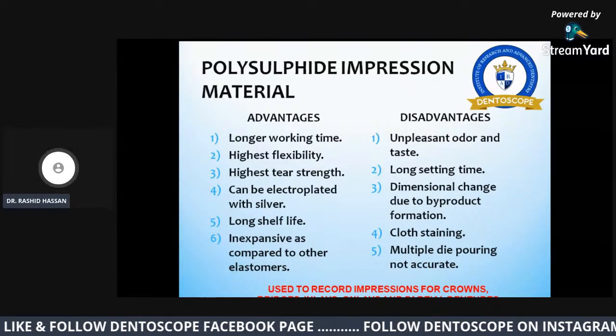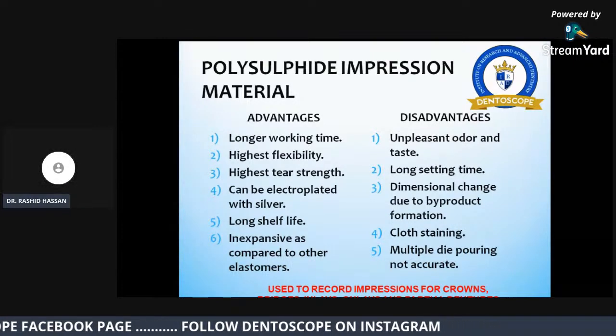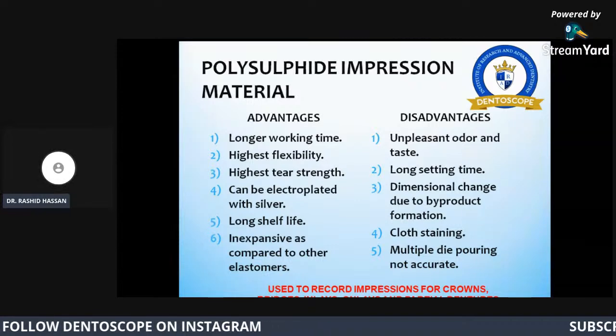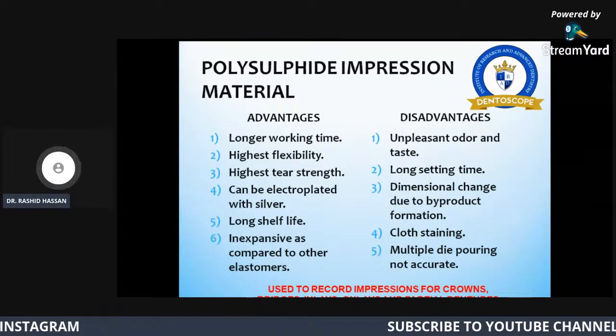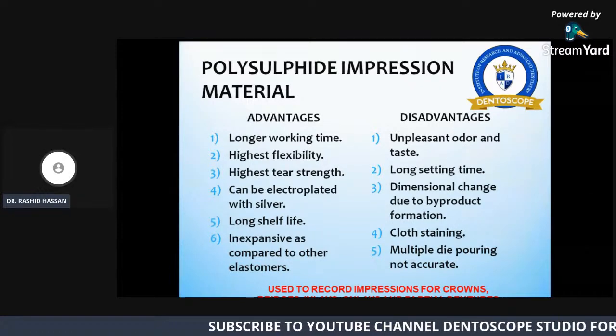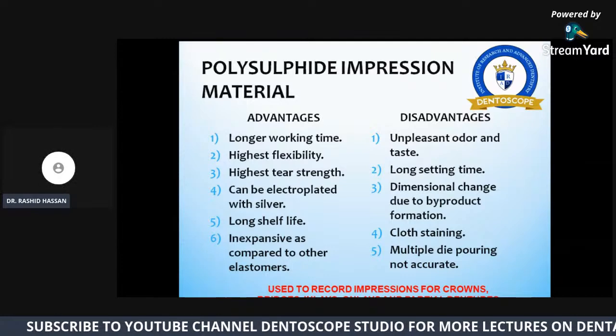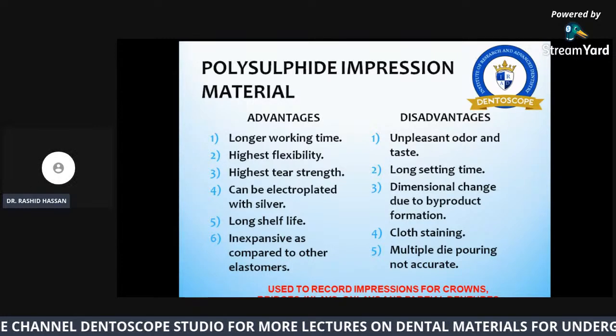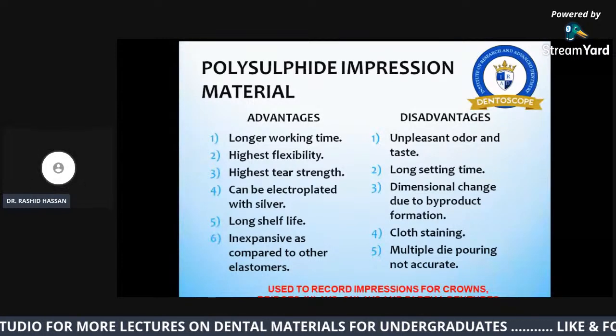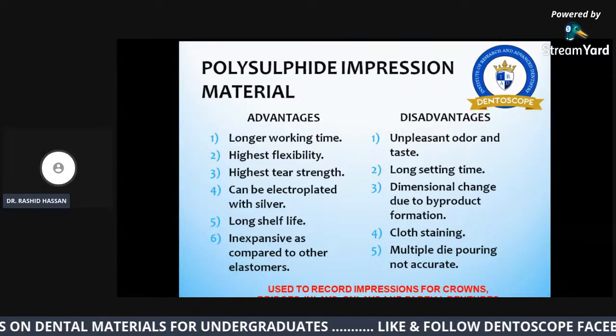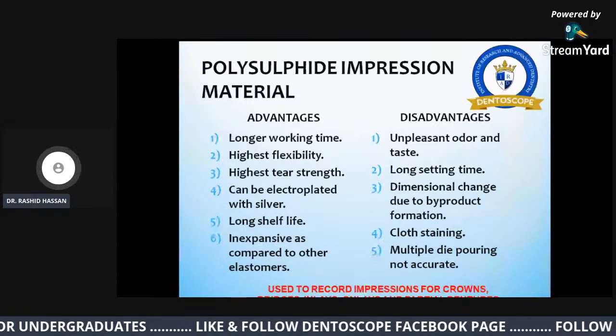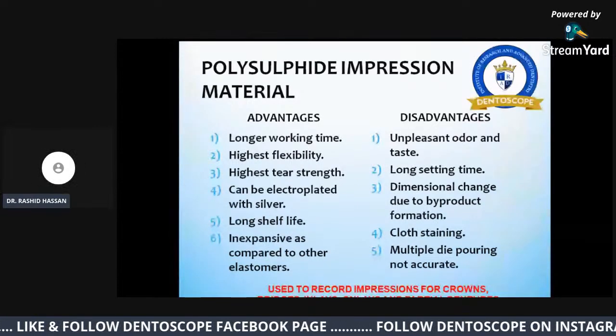Then high tear strength. So we have no problem while dislodging the impression from the patient's mouth. The undercuts are going to be recorded. That's a good thing. So this material can also be electroplated with silver. I'll discuss electroplating in the later stages of today's lecture. So this can be electroplated.